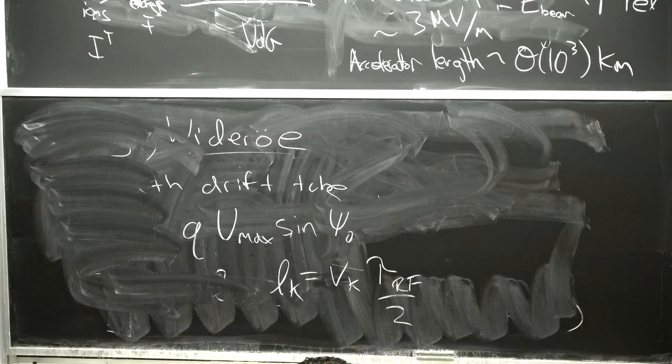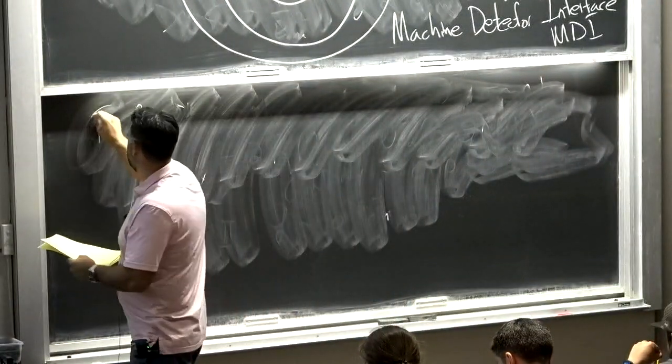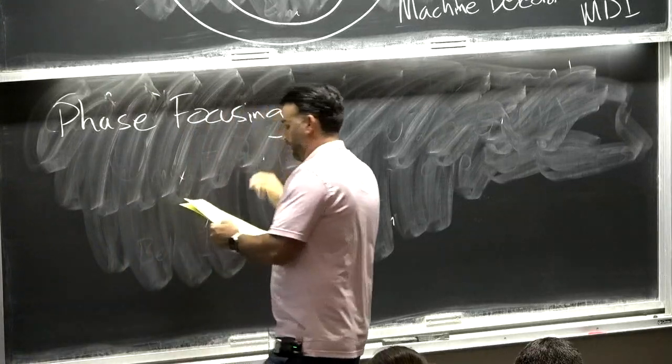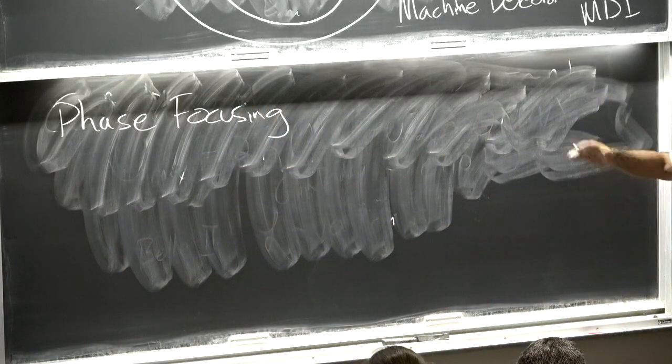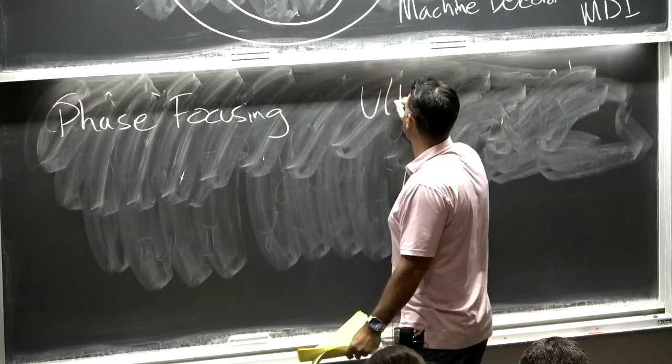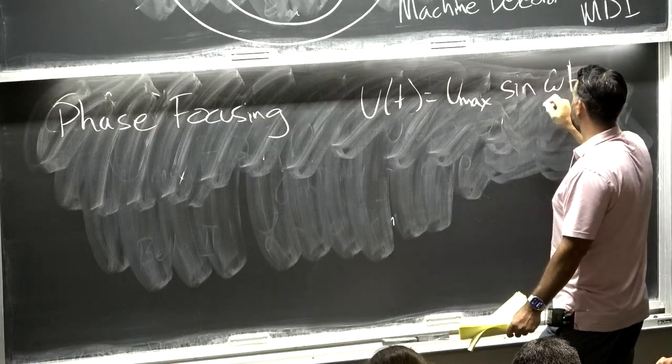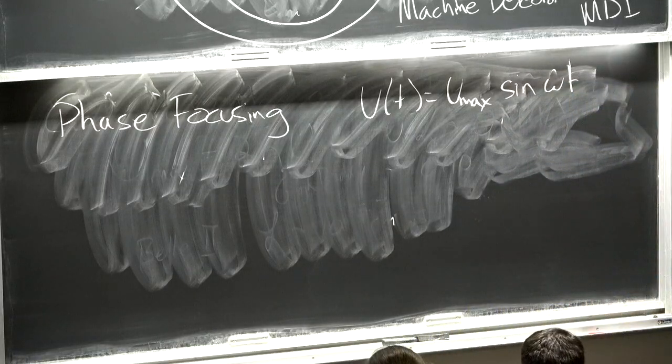So we want to try to make sure that all of my particles accelerate together and they don't just suddenly stop and hit the wall or something like that. So the concept, as I said, is called phase focusing. And the idea is we have this potential, that's U max sine omega t. And naively, what we'd like to do is have our phase be such that I hit the maximum potential. I want to have my sine be 1 here. Okay?